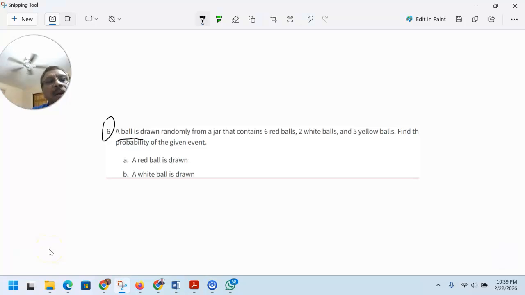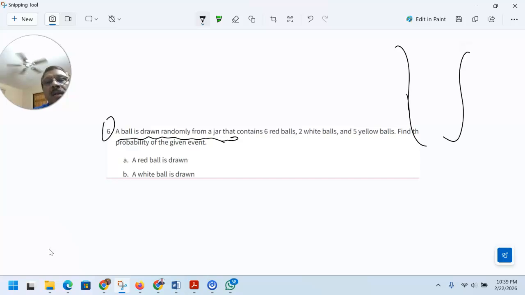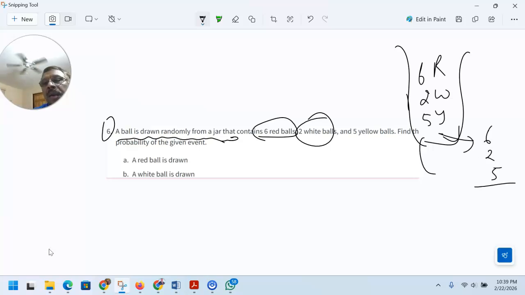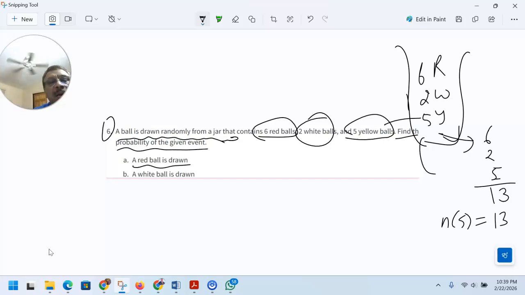Okay, so here a ball is drawn randomly from a jar. So this is a jar, and it has 6 red, 2 white, and 5 yellow. How many together are here? Altogether there are 6 plus 2 plus 5. 8 plus 5 is 13 total. So n of S is 13. When you pick a ball, you're going to pick from 13. Find the probability that the ball is red.